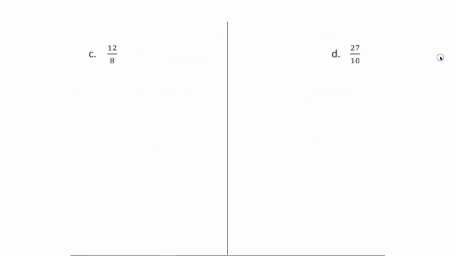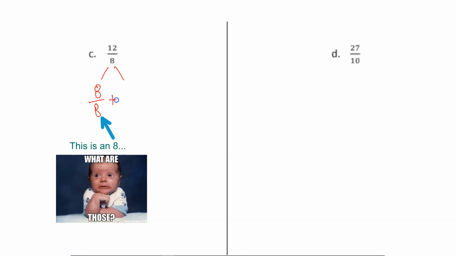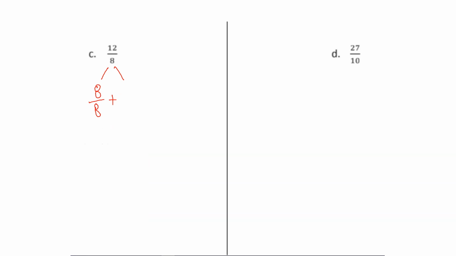All right? Let's go ahead and look at C and D. Same thing. Now you should notice that 12/8 is greater than a whole. I can take a whole out and say, well, 8/8 is equal to 1. And how many 8s do I have left? 8, 9, 10, 11, 12. I have 4/8 remaining.